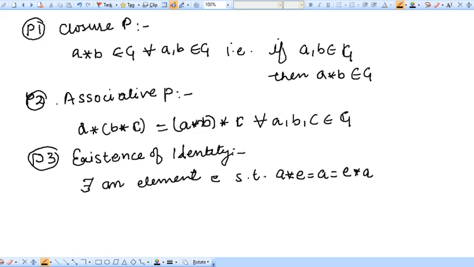It means there shall be an element belonging to G. It should not be outside G but inside G, such that when operated with any element of G, it gives the same element again. That is, for all A belonging to G.